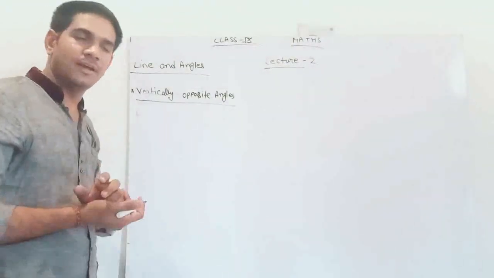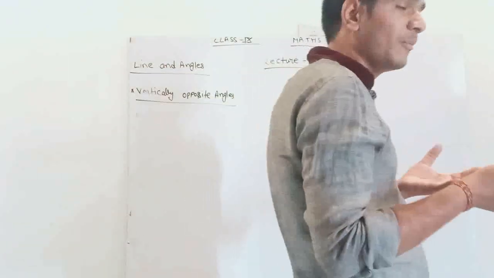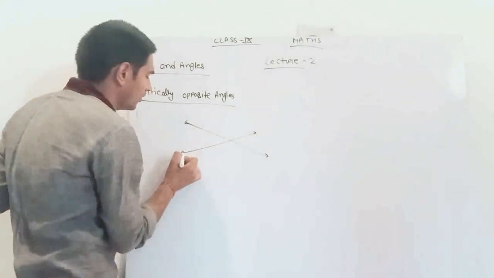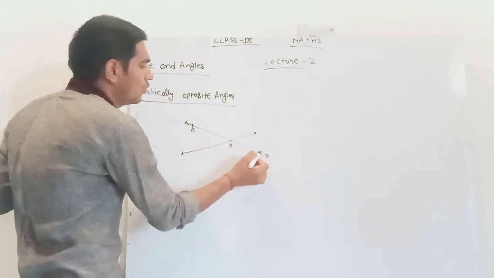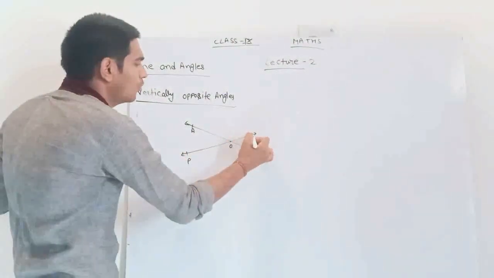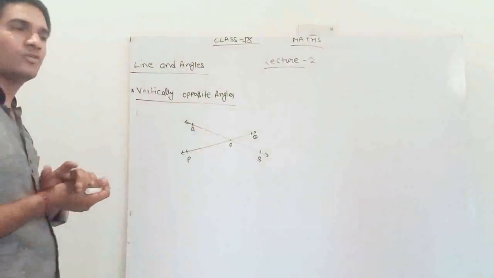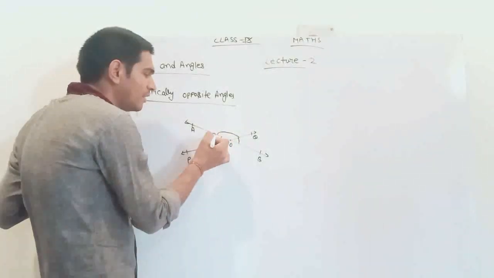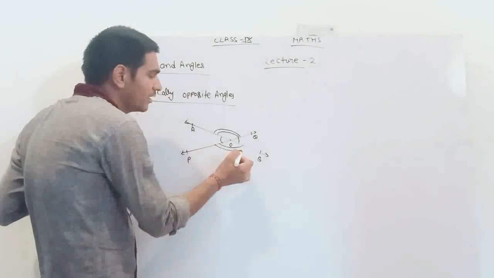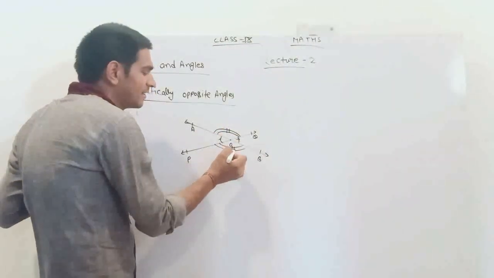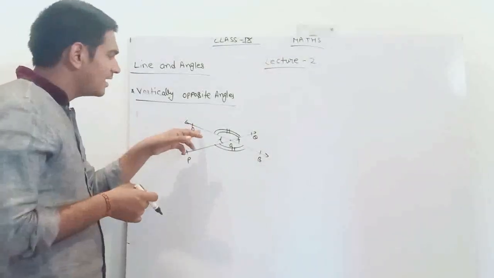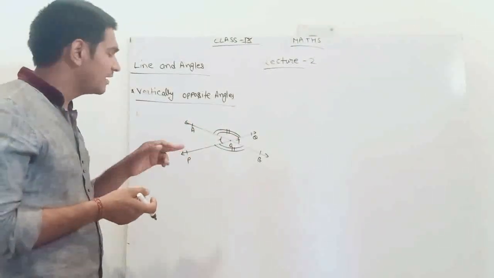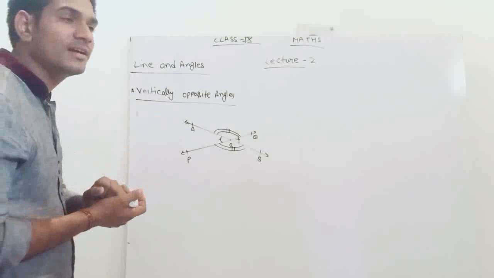In vertically opposite angles, what is the condition for when they are formed? If two lines AOB and POQ are intersecting each other, then their opposite angles are formed. These are known as vertically opposite angles. Angle AOP's opposite angle is BOQ. Angle AOQ's opposite angle is POB. So these are known as vertically opposite angles.